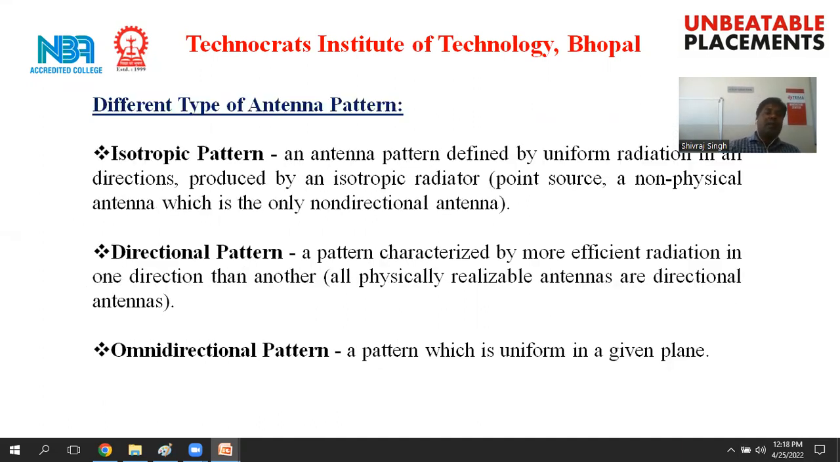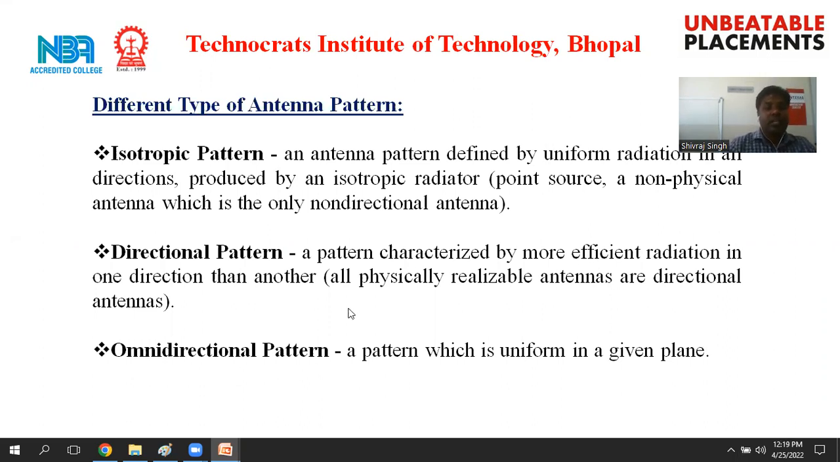Next, the different types of antenna pattern. There are three types: first isotropic, second directional, and last omnidirectional pattern. Isotropic patterns are those which radiate energy equally in all directions. If the antenna or source radiates energy equally in all directions, that is called an isotropic pattern. The best example of an isotropic pattern is a point source.